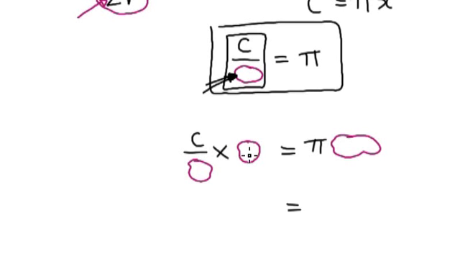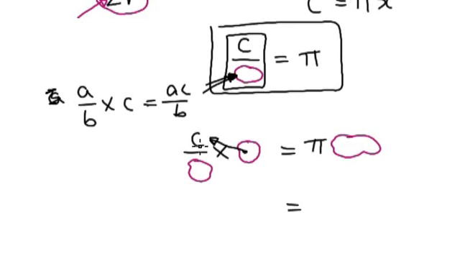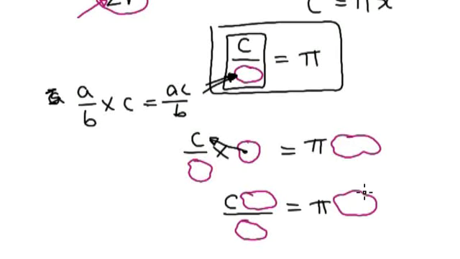When you multiply a fraction, it gets multiplied to the top. This thing here: a over b times c equals ac over b. It gets multiplied to the top. So it will look like this: c times bubble over bubble, and on the right hand side it would just be pi times the bubble.